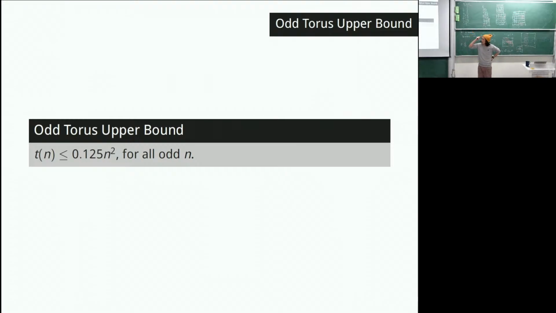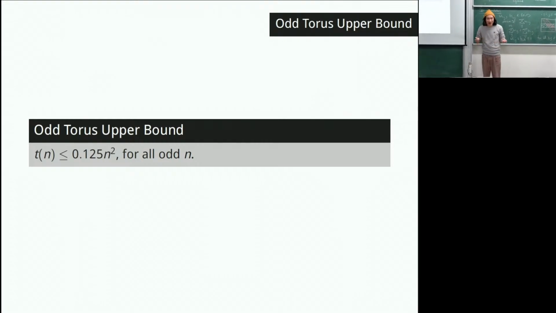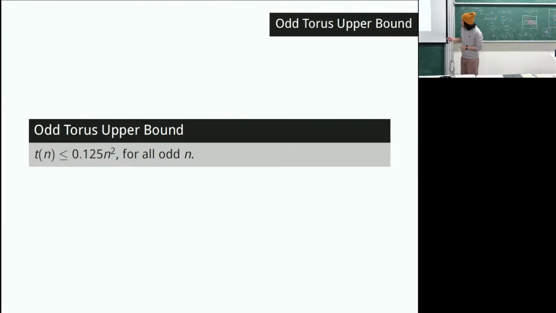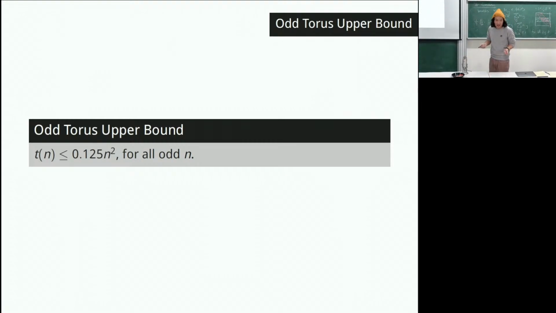I should say that these results were accepted to some conference called ALENEX. This is Algorithm Engineering and Experiments. And they give badges that certify your results, right? So these results have been certified independently. So just trust me, they're true. So yeah, you get this 0.125 n squared just by computer.